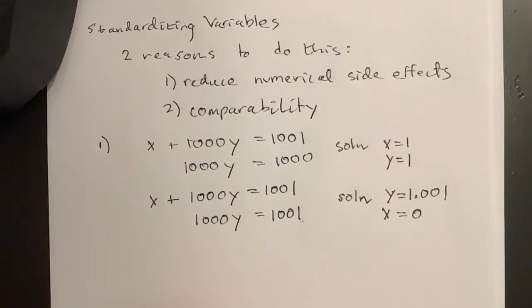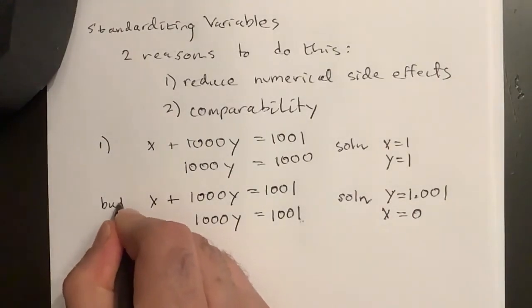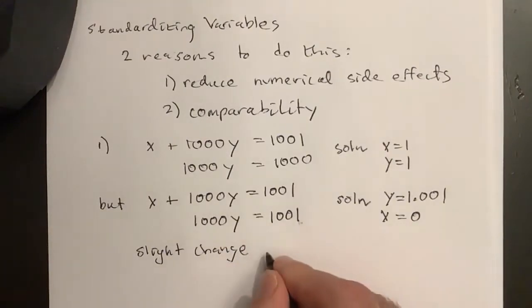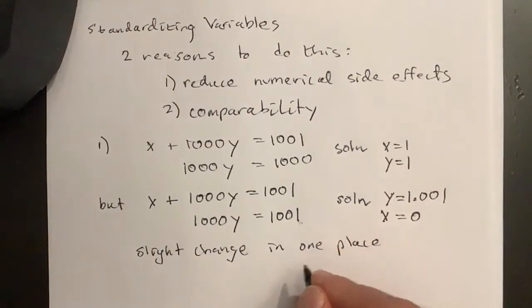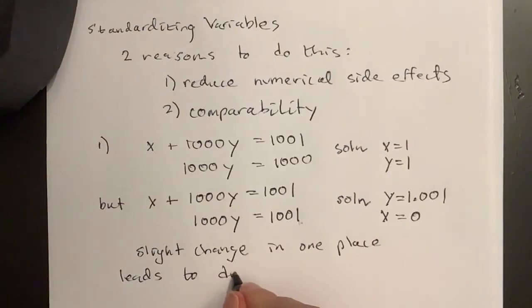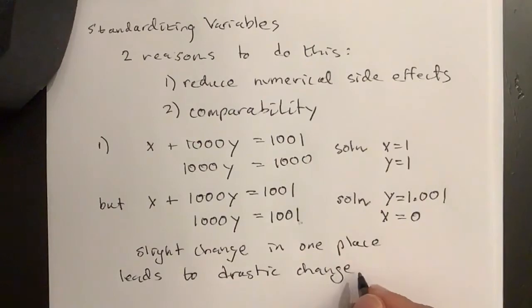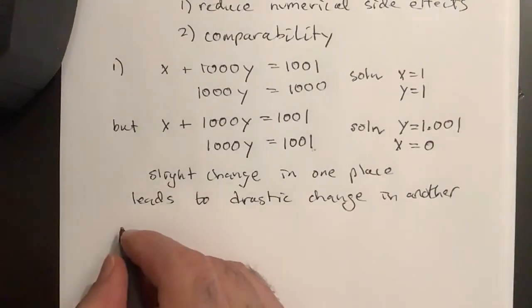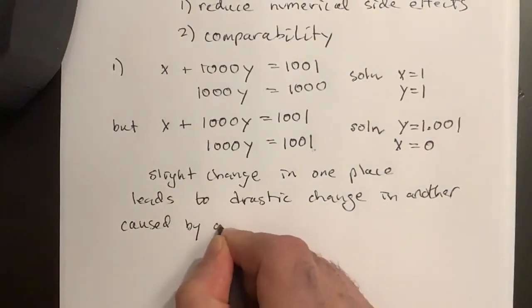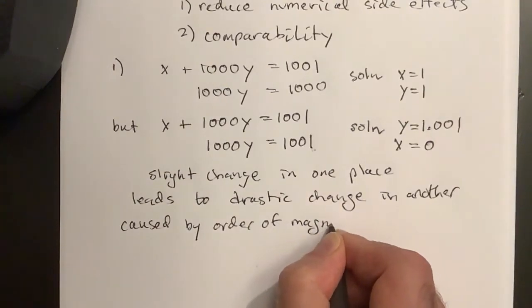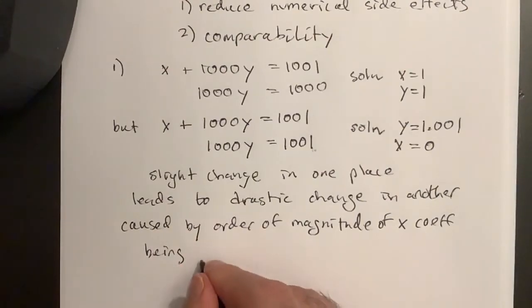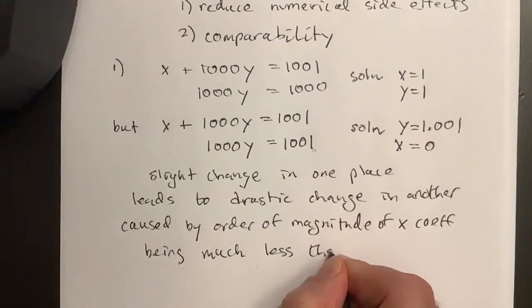And this is problematic. Here's another example. So you see that a slight change in one place leads to a drastic change in another. And this has to do with the order of magnitude being quite different. So this is caused by the order of magnitude of the x coefficient being much less than that of the y coefficient.